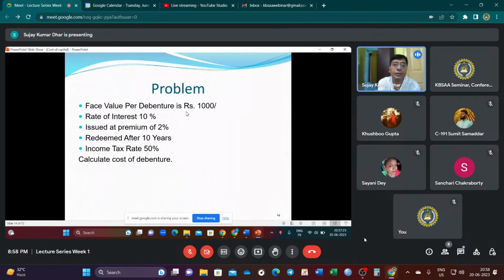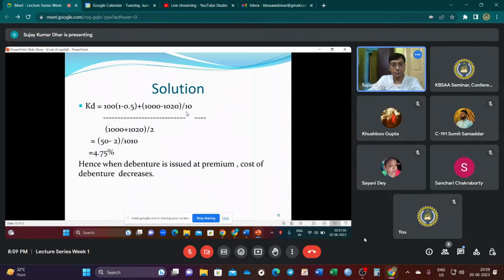So purchase price and redemption price are different. In order to calculate the cost of debenture, we will use the first formula: R into (1 minus T) plus (F minus P) by N, whole divided by (F plus P) by 2. So 100 into (1 minus 0.5) plus (1000 minus 1020) divided by 10, whole divided by (1000 plus 1020) by 2. So cost of debenture comes to 4.75%.